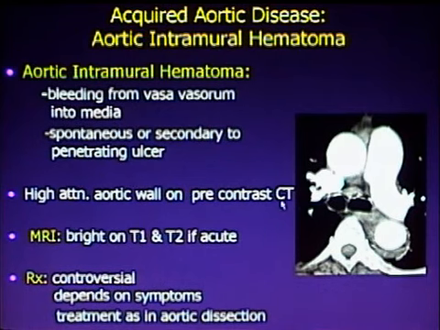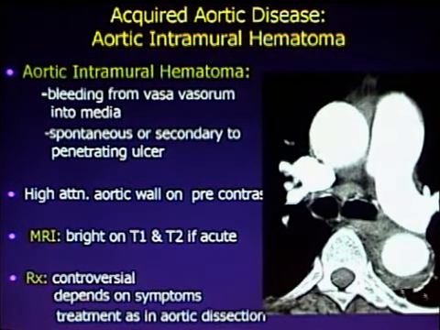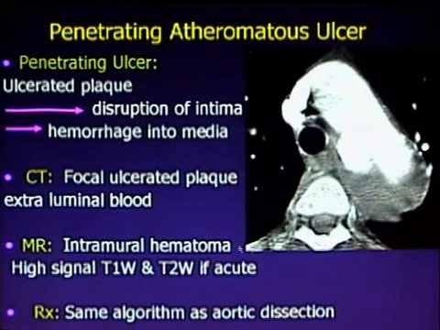On pre-contrast CT, which is one of the reasons people argue to get the pre-contrast CT, if it's acute, it's going to be bright on both T1 and T2 weighted MRs. The treatment is controversial. Basically, people follow the same algorithm as that of aortic dissections, i.e. if it's restricted to the arch and descending aorta, they generally won't treat, whereas if there's ascending aorta involvement, they generally will. Certainly if there's aortic root involvement, they will. And here we see, again, intramural hematoma.